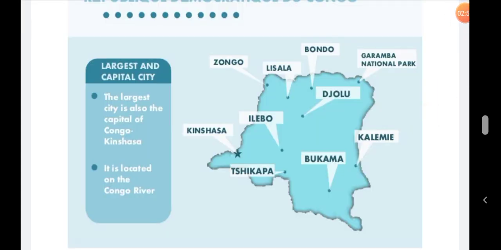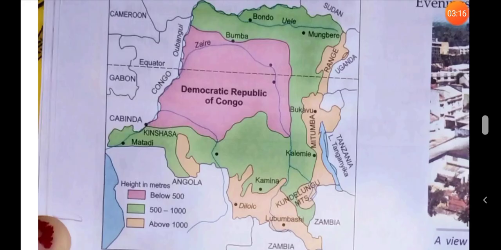Here students, look at the map of the Democratic Republic of Congo. You will see that the equator runs through its north and it is surrounded by 9 countries. The names of these countries are Central African Republic and Sudan in the north, Uganda, Rwanda, Tanzania and Burundi in the east, Congo in the west, and Zambia and Angola in the south.